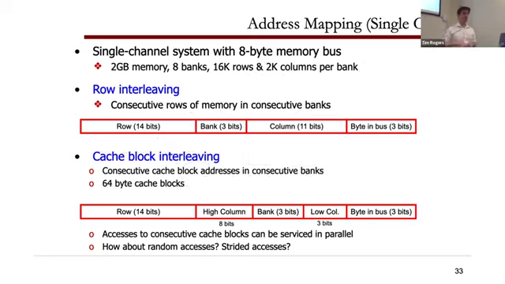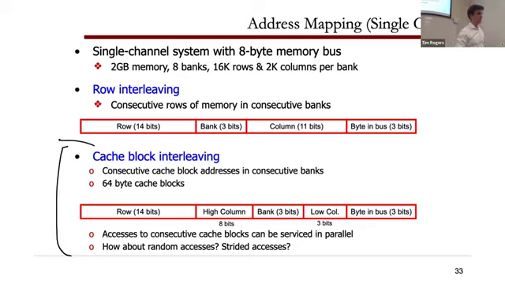So this is what's known as row interleaving. The lower bits are a no-brainer, right? Those are the bits and the bytes in the bus. And then the very first thing I do is spray the thing across the columns, and then spray it across the banks.